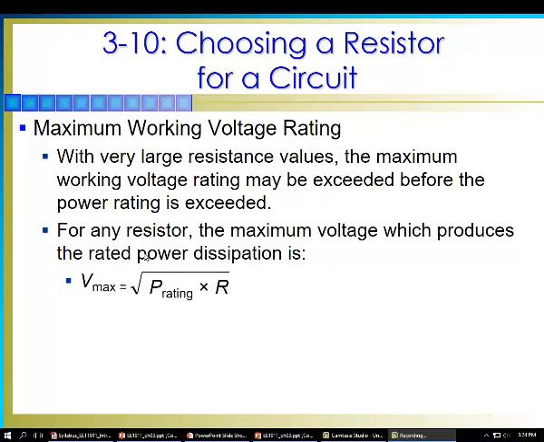Alright, so if we go back to the formula of power, remember power equals V squared divided by R, and we solve for V, that would be the maximum voltage for the resistor. So you multiply the power times the resistance and then take the square root, because this comes from the formula that power equals V squared divided by R. So you can find out what's the maximum voltage that resistor can handle by solving that formula for the voltage.